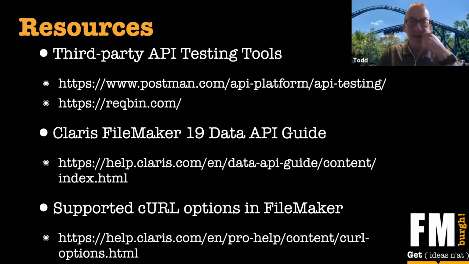There's a FileMaker 19 specific data API guide, as well as one that lists out the supported curl options, because there's a lot of curl options. And I've not encountered one that I needed to use that was not supported in FileMaker, but just know that there may be an option or two that is not. And so that will allow you to verify and check that out.